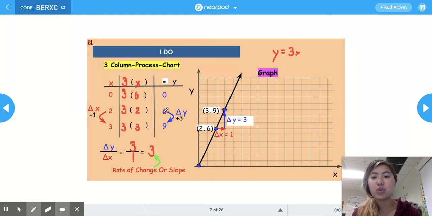And then I'm going to graph 2, 6 and 3, 9. So 2, 6 is right here, 3, 9 is right here, and this is 0, 0, or the origin, which was our first point. So from 2, 6 to 3, 9, I moved up 1, 2, 3 points, or 3 units, and then I moved 1 unit to the right. So this 3, our change in our y values, was our numerator. Our change in our x values along our x-axis was our denominator. So 3 over 1 is 3.